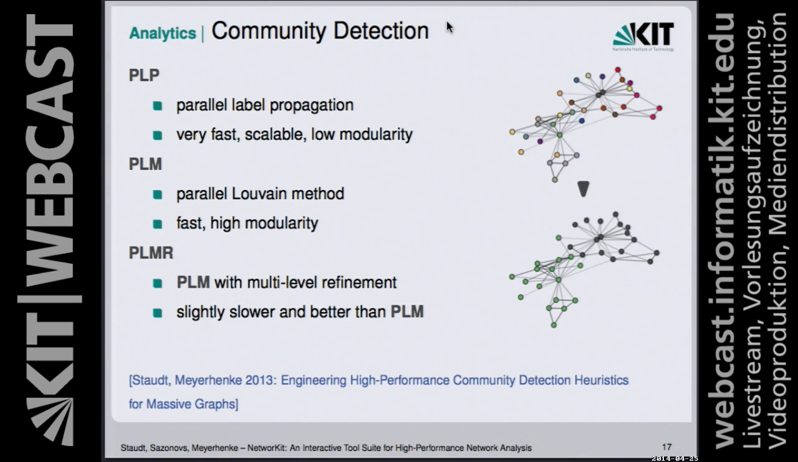The first one is certainly the fastest one. It's a label propagation technique. It also scales quite well with the number of processors, but the modularity scores are certainly not the best. Therefore, we also implemented a parallel version of the Louvain method, which is still fast and gives us quite high modularity values. And we also added our own variation of this algorithm, which adds some multi-level refinement phases, and this costs some running time but gives us even better modularity values.